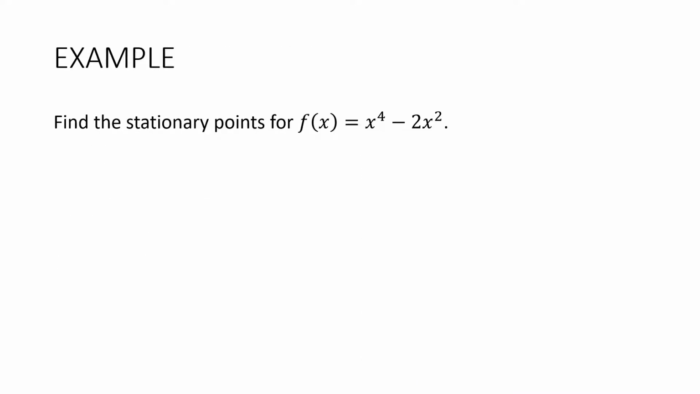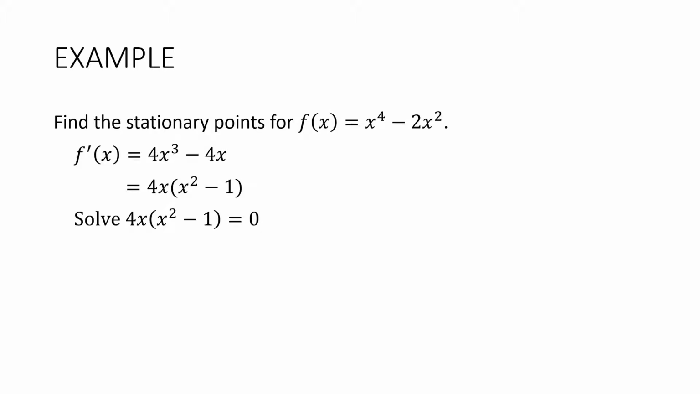Here's an example. Find the stationary points for f of x is equal to x to the power of 4 minus 2x squared. So we are going to differentiate. We get f dashed of x equals 4x cubed minus 4x. Let's factorise that and put it equal to 0, and we want to solve this. So 4x multiplied by x squared minus 1. You could further factorise that into x minus 1, x plus 1 if you wanted to. But our solutions are going to be x equals 0 and x equals plus or minus 1.